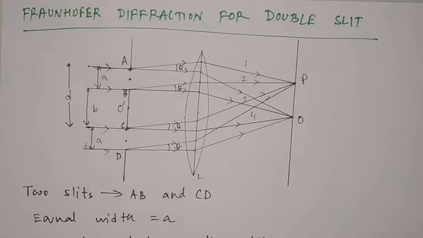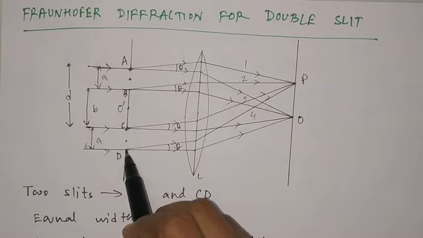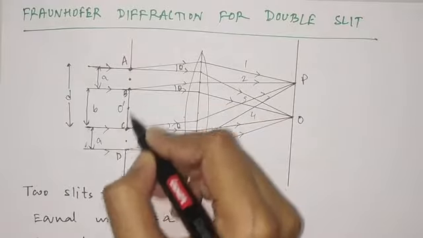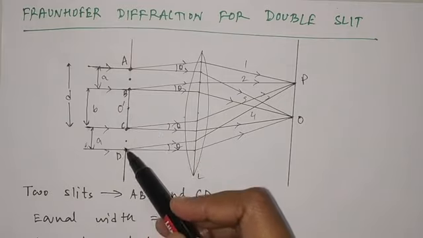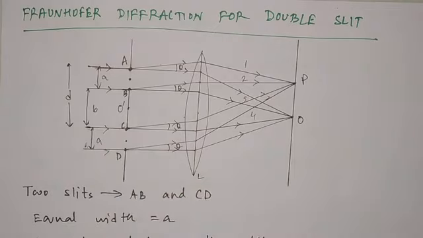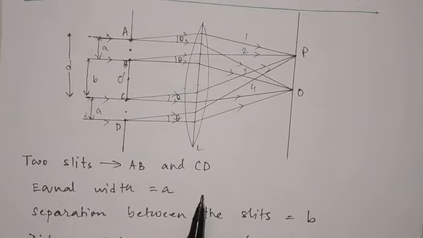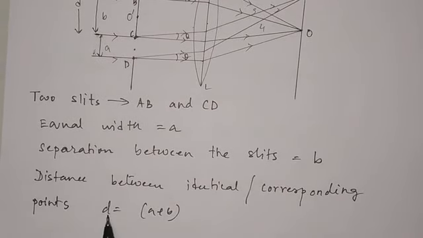Similarly, another example of corresponding points is the bottommost point of the two slits, this one and this one. Again the separation between these two corresponding points is b plus a, which is equal to d. So corresponding points mean the equivalent points in the two slits, and the separation between each pair of corresponding points is d equals a plus b.